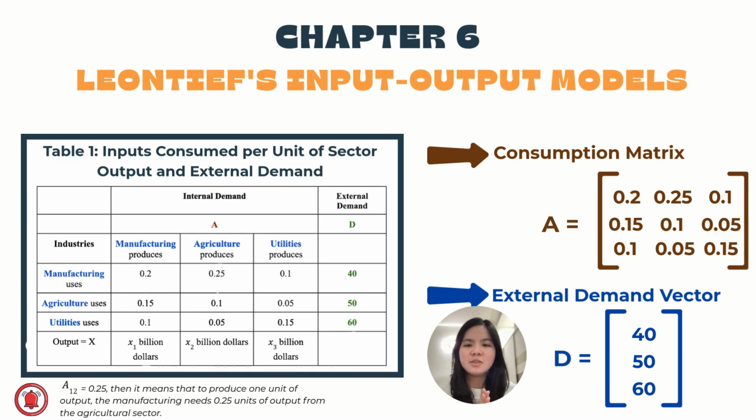For example, after observing this table, we can construct the consumption matrix A and the external demand matrix D respectively as follows. And moreover, to read the consumption matrix properly, it is important to remember that Aij represents the amount of inputs from industry J needed to produce 1 unit of output in industry I. In this case, if A12 equals 0.25, then it means that to produce 1 unit of output, the manufacturing sector needs 0.25 units of output from the agriculture sector.